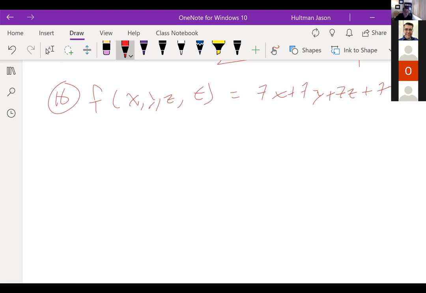What's my constraint? My constraint is that 7x squared plus y squared plus z squared plus t squared is equal to 8. So my function is what I want to minimize or maximize, and this is the constraint that I'm constrained to.